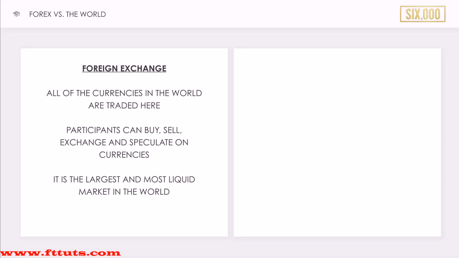What I'd like to do is run over the different types of markets. First of all, foreign exchange, which we've just explained. All the currencies in the world are traded here. Participants can buy, sell, exchange, and speculate on currencies. It is the largest and most liquid market in the world.